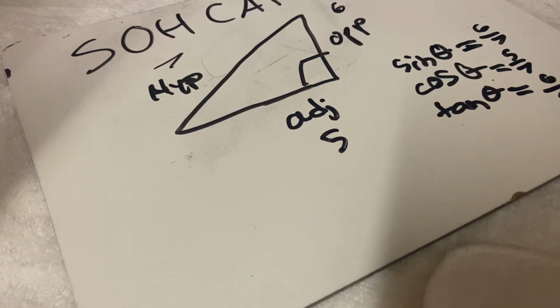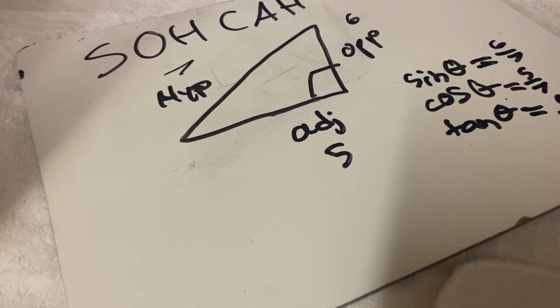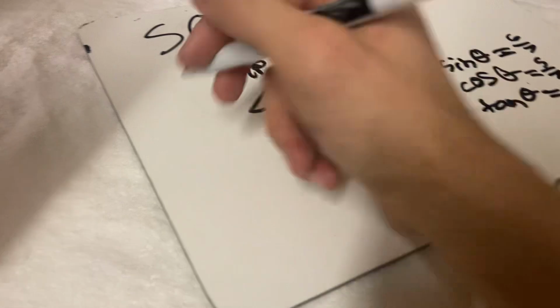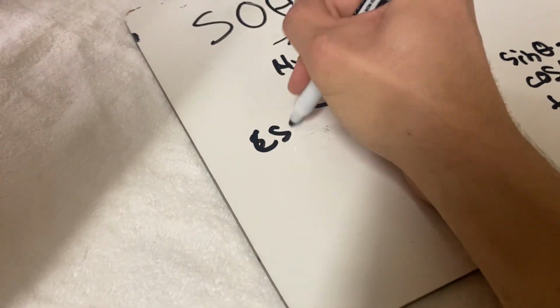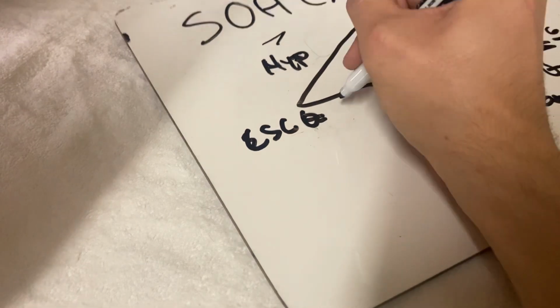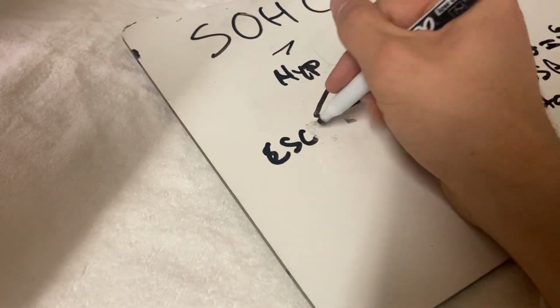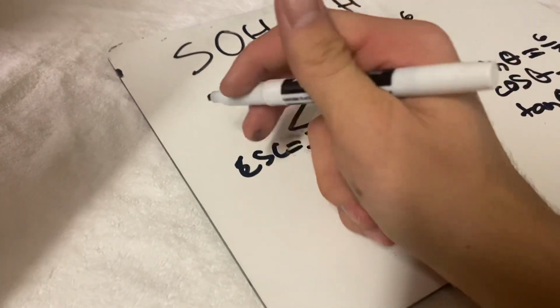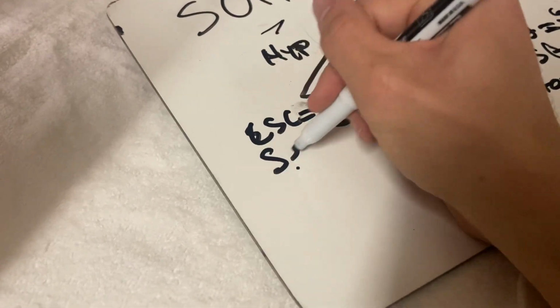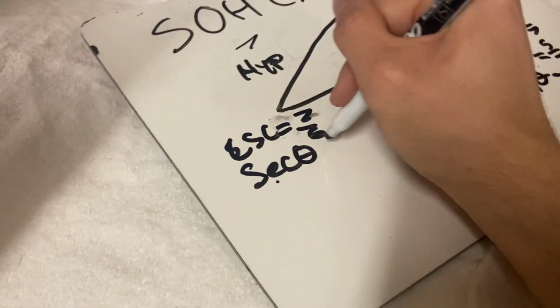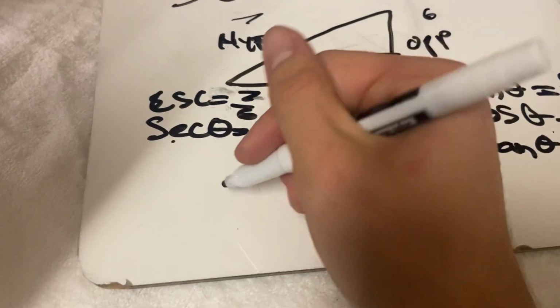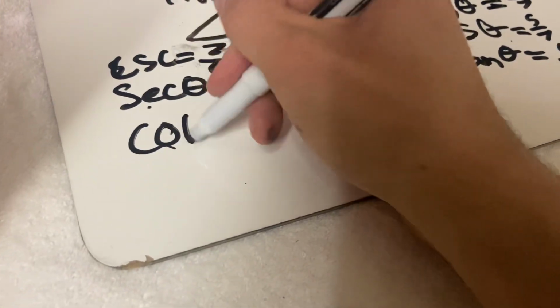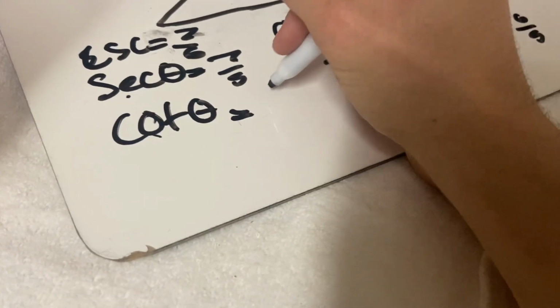And then there's also cosecant, secant, and cotangent, so that would look like this. So CSC theta would be 7 over 6 because it's a reciprocal of sine, so you flip that, so that's what a reciprocal is. And then secant would be the same thing, you flip that, that would be 7 over 5 instead of 5 over 7. And then cotangent of theta would be 5 over 6, okay?